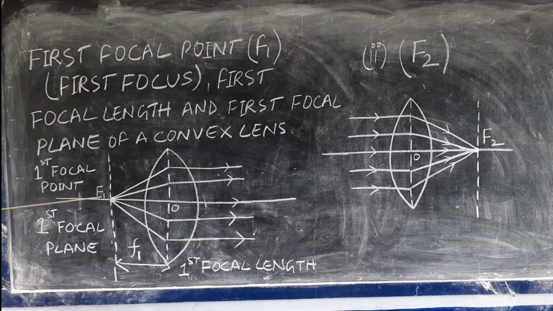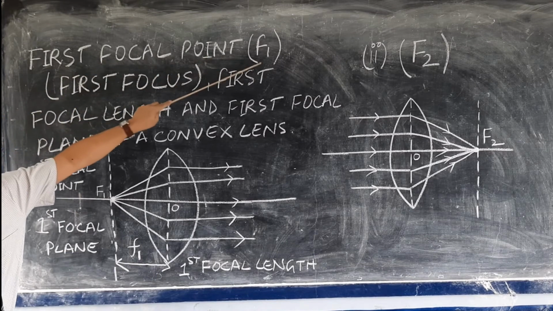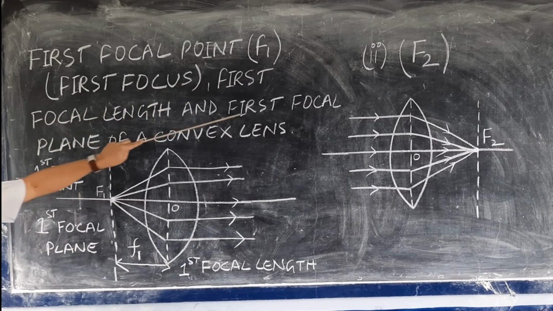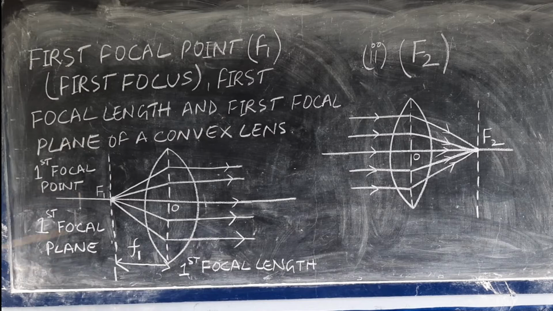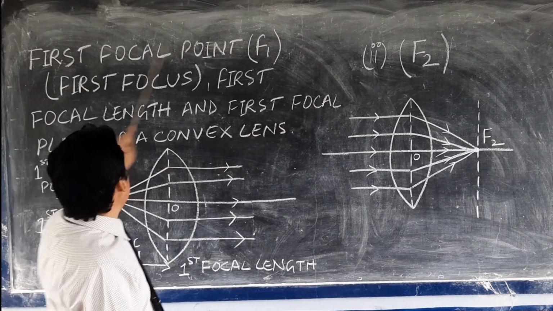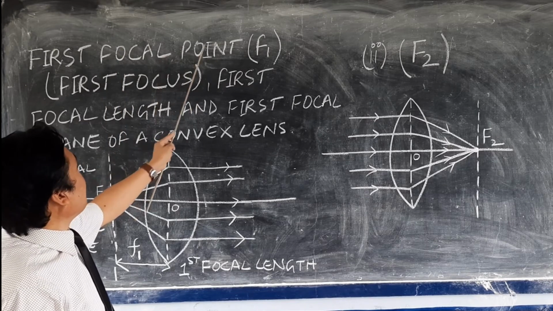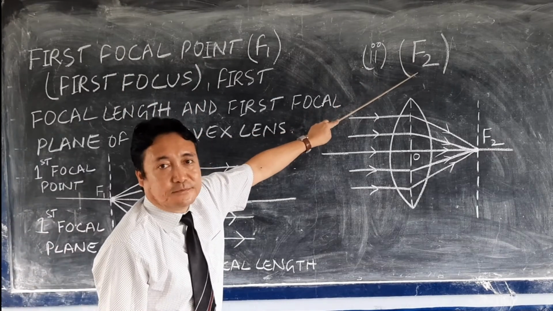So at the first focal point, in case of a convex lens, the rays of light after refraction go parallel to the principal axis. This is the first one: the first focal point, taken as F1, also known as the first focus. Related with that are the first focal length and the first focal plane. Now let us come to the next one, the second focal point, which is written as F2.